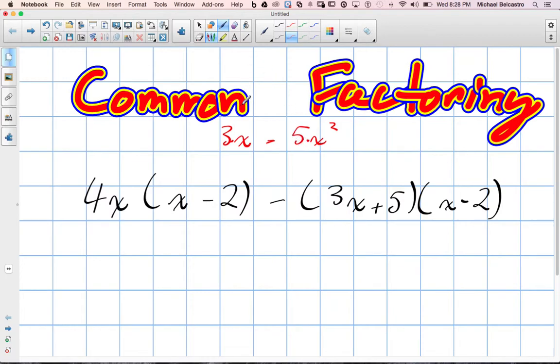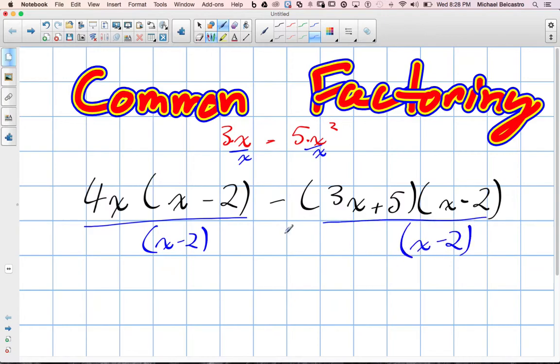So when you see things that way, it might be easier to see this as a common factoring question because there is a common term in here. Like in the above example, there is a common x. We can kind of factor out a common x. Here we can factor out a common x minus 2. We can technically take x minus 2 out of this whole thing.